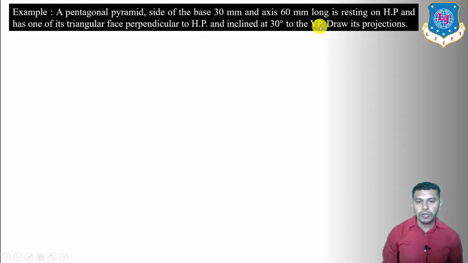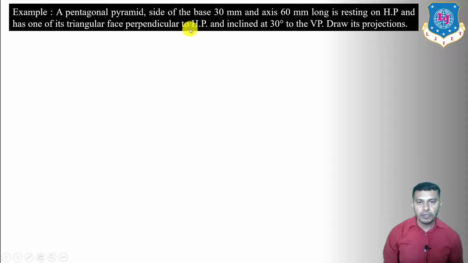So the example is going to be done in 3 different stages, and as you know that in the first stage we have to assume some things. So first of all, by taking the resting condition, we will try to derive the first stage. So here it is given that it is resting on HP and has one of its triangular faces perpendicular to HP.